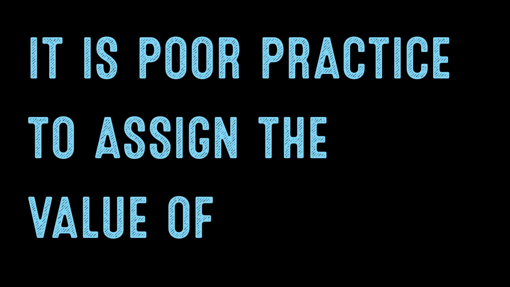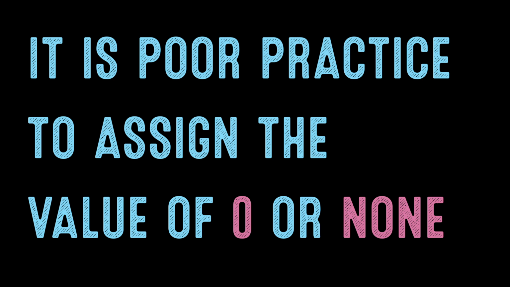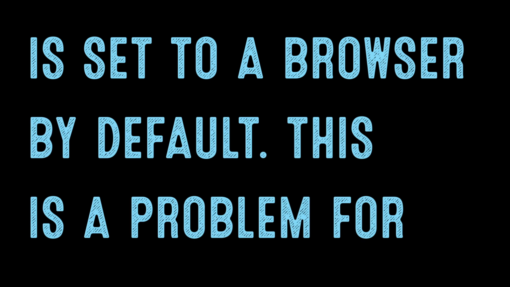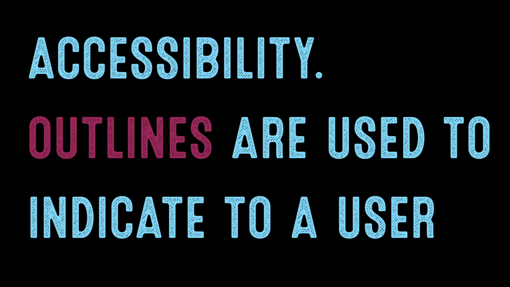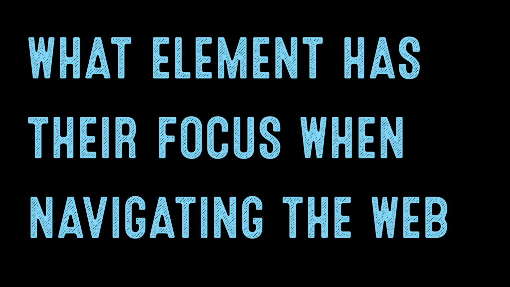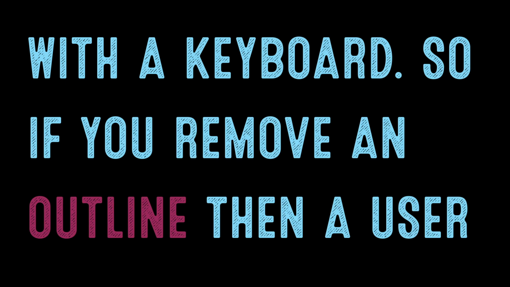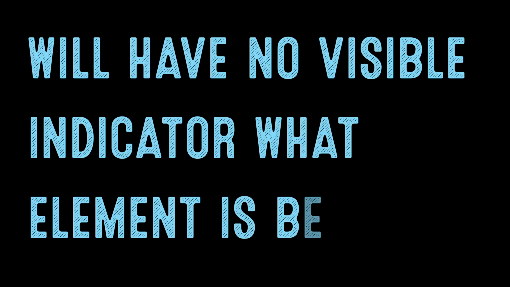It is poor practice to assign a value of 0 or none to an outline. This is because it removes the focus style that is set by a browser by default. This is a problem for accessibility. Outlines are used to indicate to a user what element has their focus when navigating the web with a keyboard. So if you remove an outline, then a user will have no visible indicator of what element is being focused on.